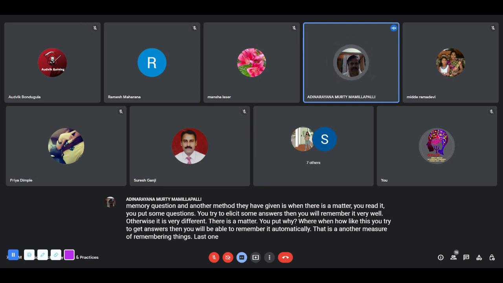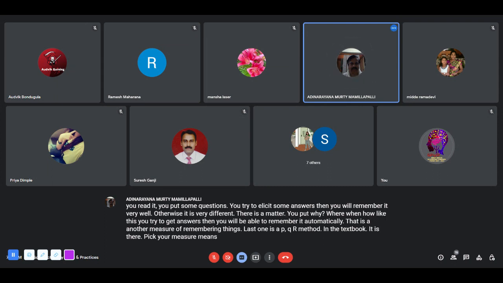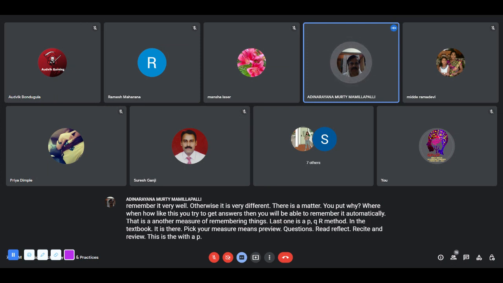Last one is the PQR method. In the textbook, it is there. PQR method means preview, questions, read, reflect, recite, and review. This is the PQR method. Preview. This is the best method as per our textbook.